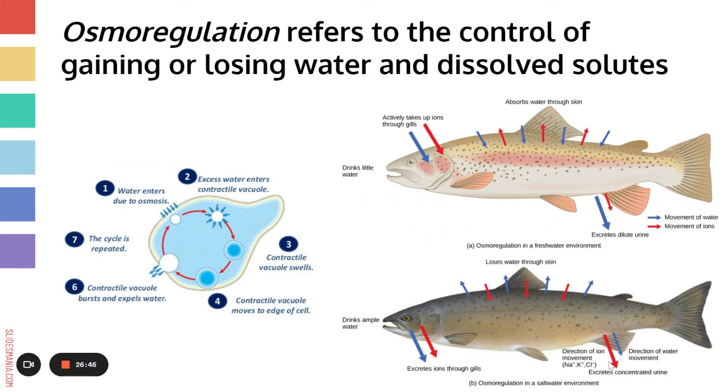And then on the bottom, we have a fish in a saltwater environment. So this is going to have completely the opposite strategies. So it's going to drink a lot of water because water is going to be trying to leave towards that higher solute concentration in the ocean. And then instead of excreting dilute urine, it's going to have really, really concentrated urine because it can't afford to lose any excess water. So, osmoregulation is going to be an important process for pretty much every living organism.